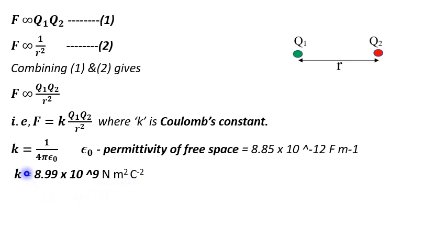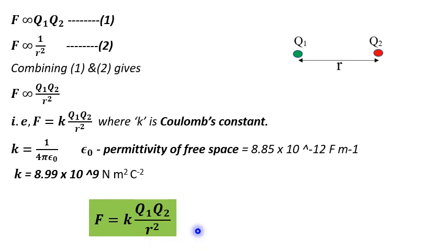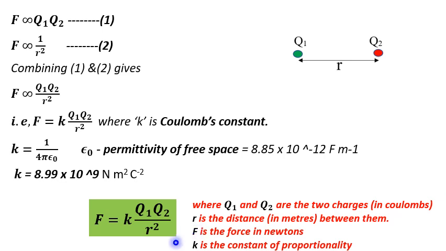This value would be given to you in the data sheet. The equation for Coulomb's law also will be provided to you. Remember, F is equal to K times Q1 Q2 over R square, where Q1 and Q2 are 2 point charges which is taken in coulombs. R is the distance between their centers which is taken in meters.